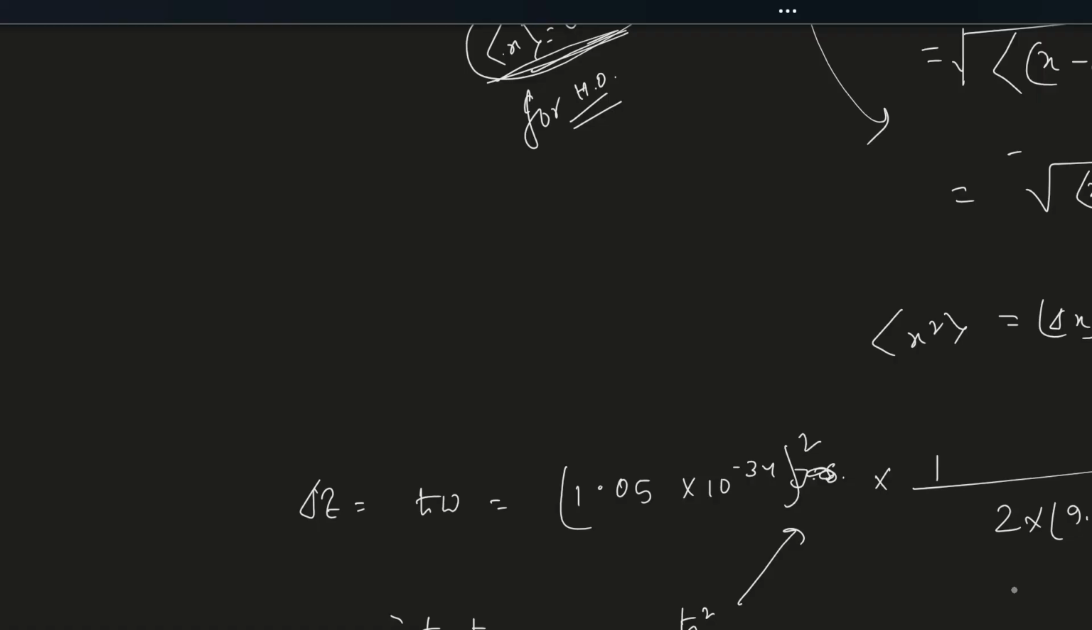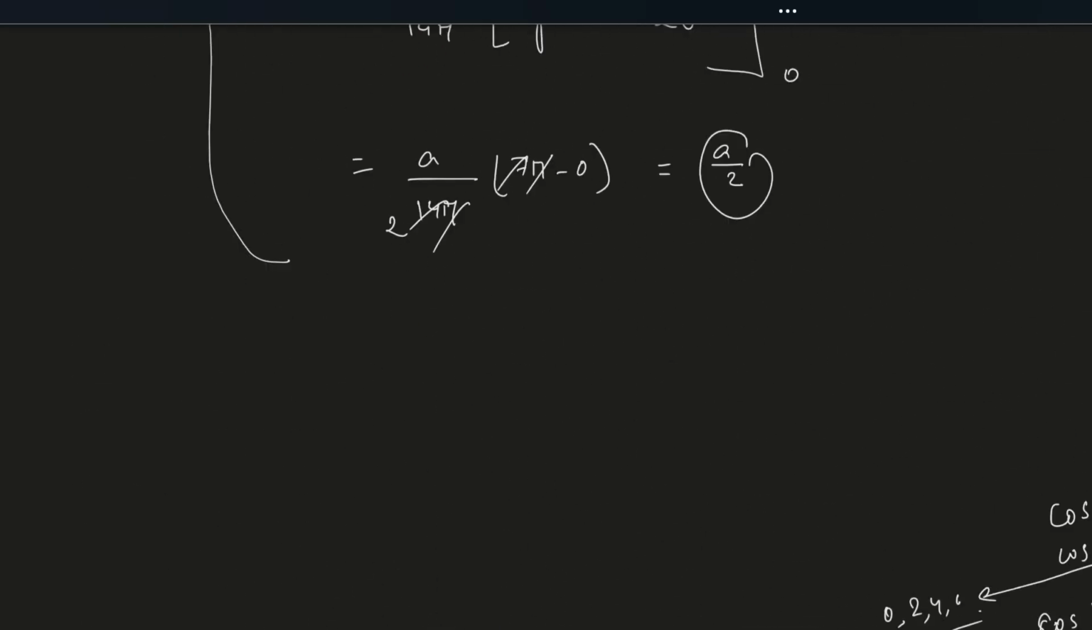When you calculate this using your calculator, you will get some 6.057 into 10 to the power of minus 19 joule, and to convert into electron volt you have to divide by 1.6 into 10 to the power of minus 19 joule per electron volt. It's a conversion factor, so that will give you 3.79 electron volt as an answer. So this energy required is 3.79.